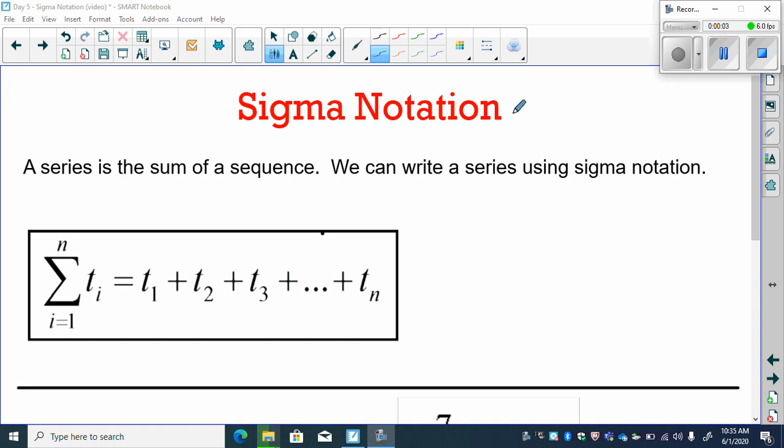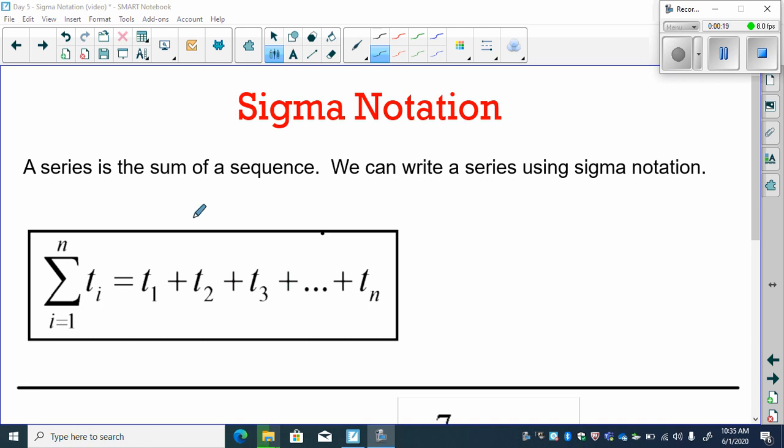Okay, in this section, we are going to review sigma notation. We're also going to take a look at some sigma properties and some new sigma formulas that will be very helpful in the next section when we get into calculating the area under a curve.